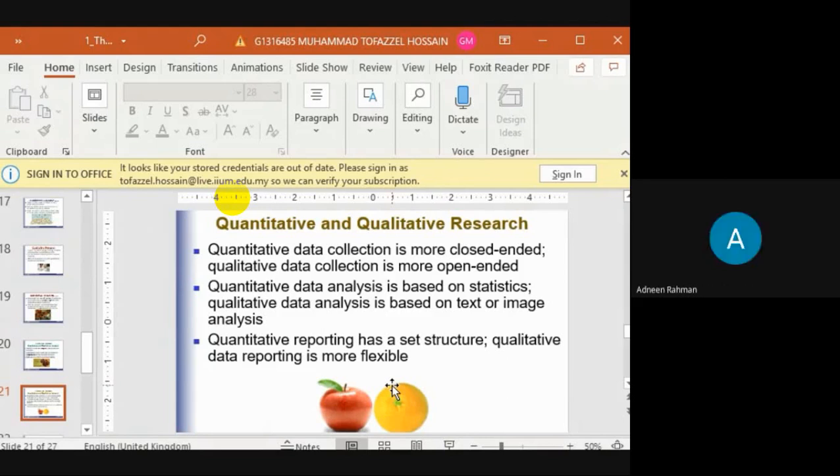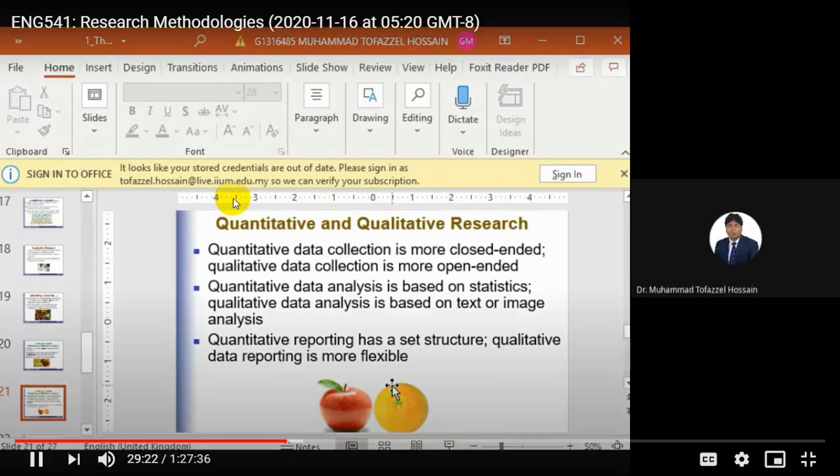Quantitative data collection is more closed-ended. Qualitative data collection is more open-ended. One is very closed-ended. Closed means only a few options are given, and you have to choose among them. So it is limited. For qualitative, this is more open-ended, open, free. Any answer may come. You cannot fix it to three or four options only.